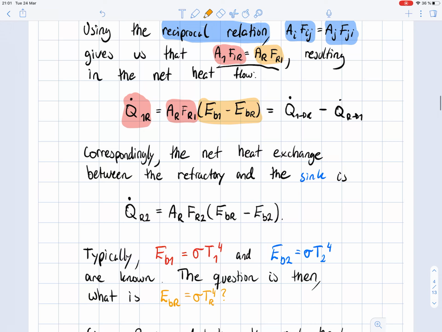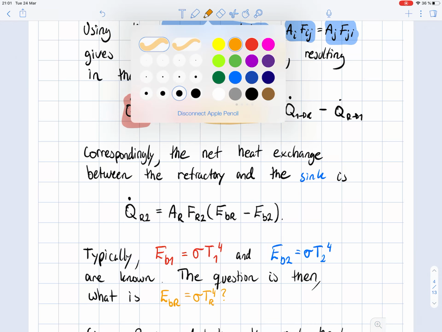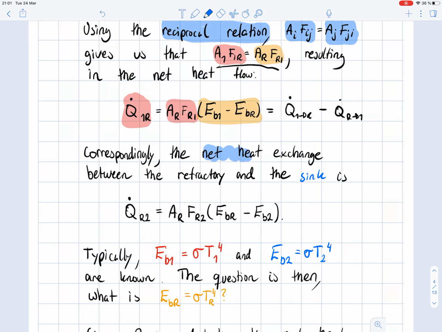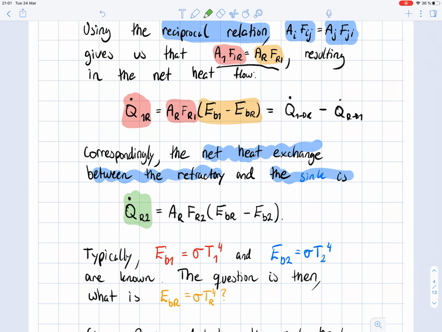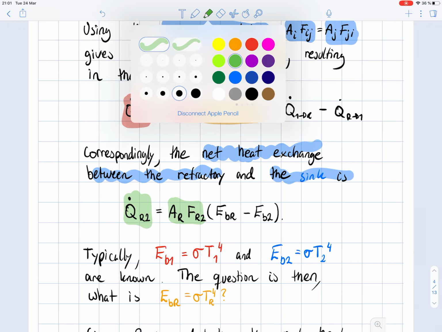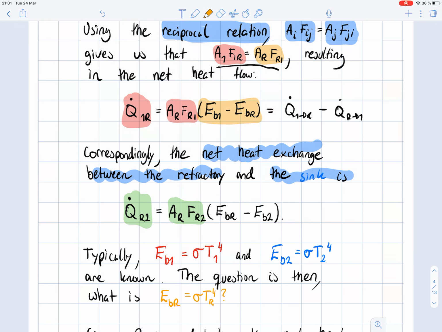Correspondingly, we can calculate the net heat exchange between the refractory and the sink. That would be QR2. Again, we utilize the reciprocal relation to write this term as the same for both. And we have then the difference in EBR and EB2.